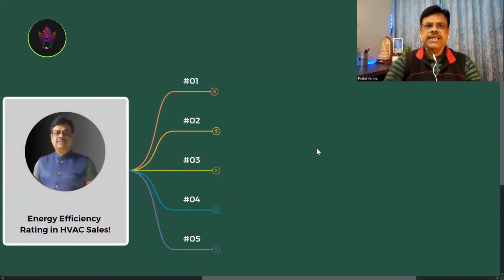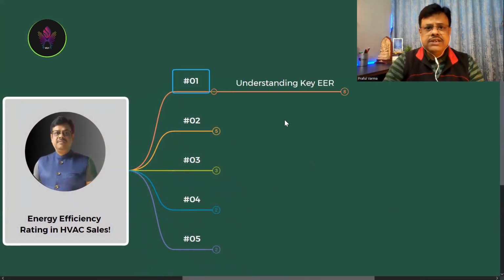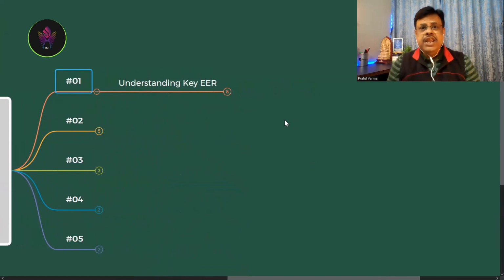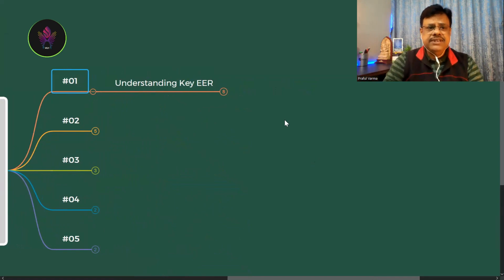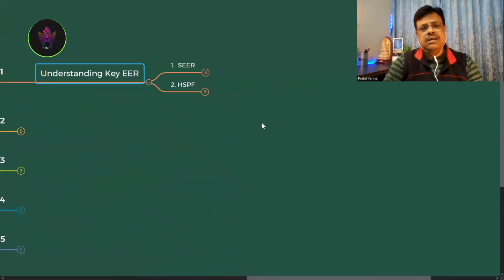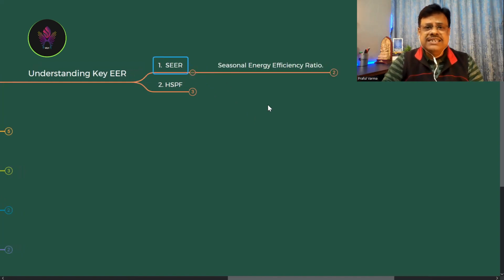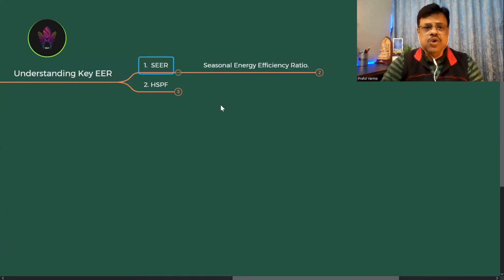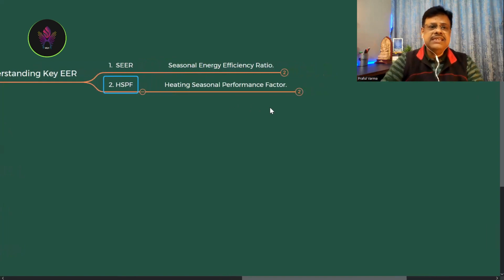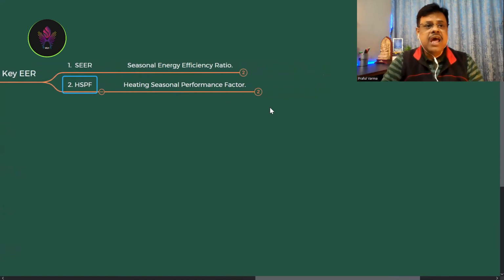So as you could see on my screen, the first point we need to understand is the key of EER, which is energy efficiency ratio. In that scenario, there are two major factors that come into play. One is SEER, which is seasonal energy efficiency ratio, and the second one is HSPF, which is heating seasonal performance factor. Now we will decode each one of them one by one.